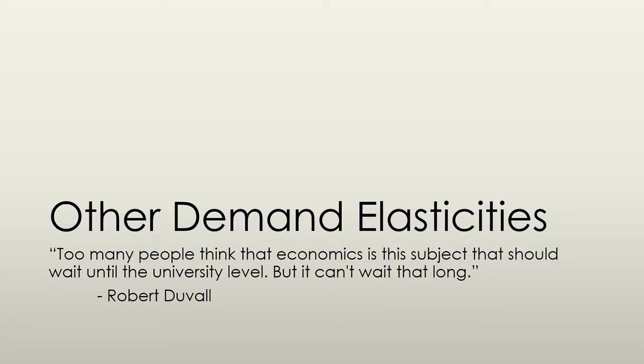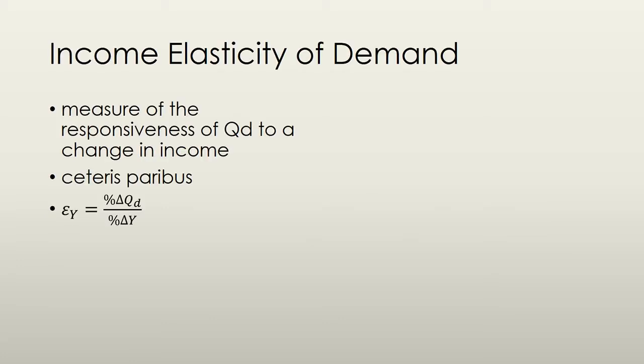In this section, I wanted to look at two other types of demand elasticities that economists use to examine goods and services. The first is called income elasticity of demand, and the second is called cross-elasticity of demand. Income elasticity of demand is defined as the measure of responsiveness of the demand for a good to a change in income. This is, of course, as always, assuming that everything else remains constant.